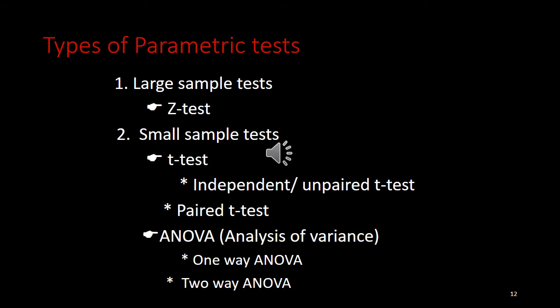For the large sample test, you have to study the z-test. For small sample tests, you have to study the t-test. T-tests are of two types, independent or unpaired t-test and paired t-test. We go through only one type of t-test. Next, for small samples, we have ANOVA, analysis of variance, with one-way ANOVA and two-way ANOVA, and in your syllabus is only one-way ANOVA.